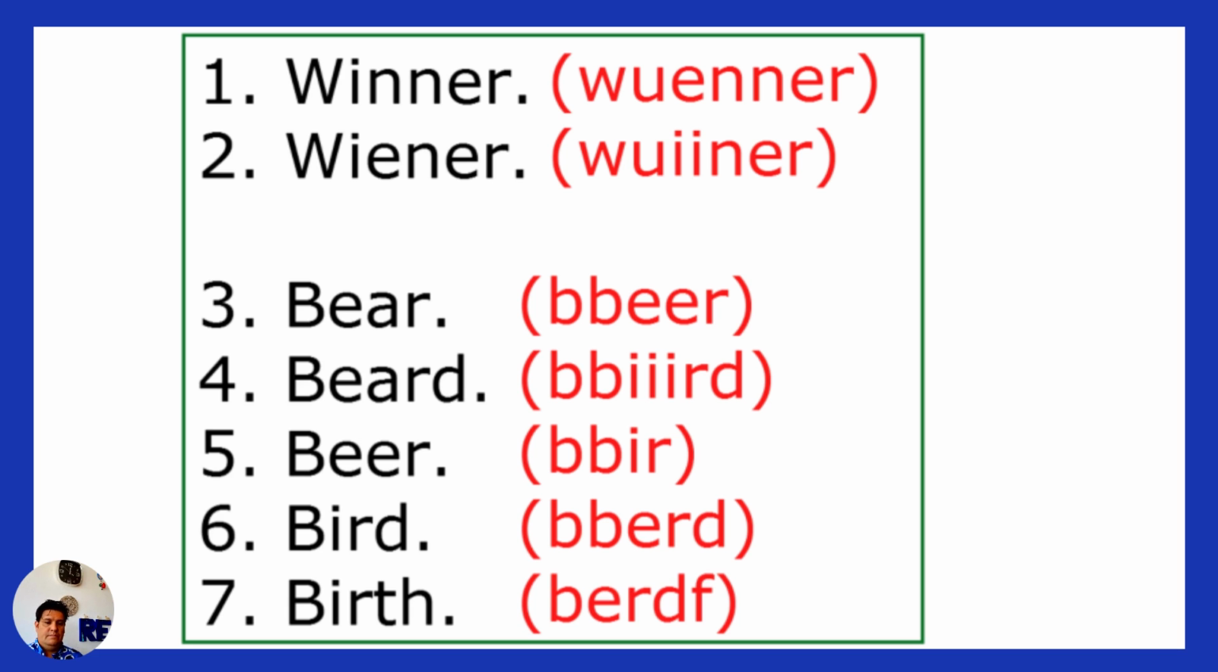Beard. Beer. Short. Remember I told you double E short sound. This is a bird and birth. Bird. Birth. Got it? I hope you do.